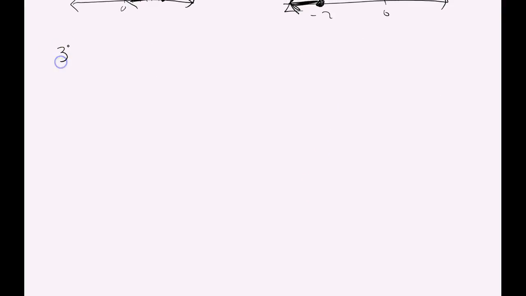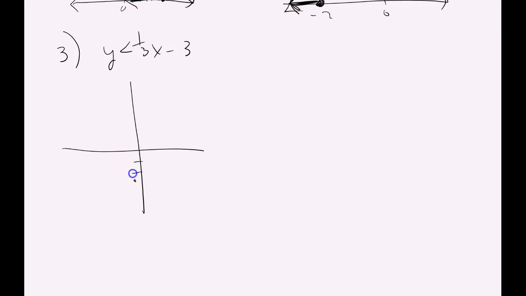All right, number 3 and 4. These are going to be sketches for you to shade and do. So you should have started at -3. You should be going up 1 and over 3. Up 1 over 3. You should have done a dashed line because of that symbol. And since y is less than this, you should have shaded underneath.